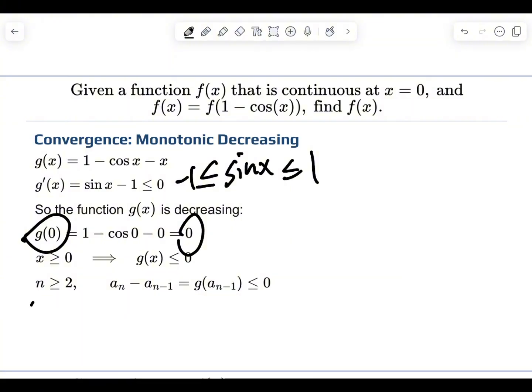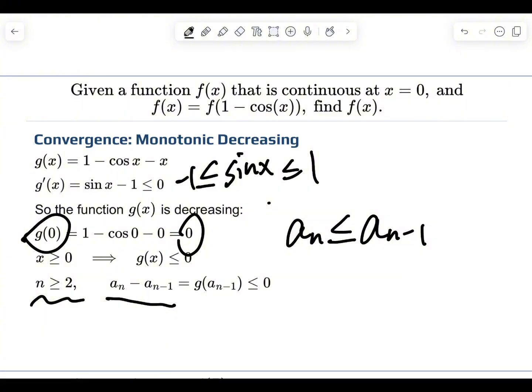So for n greater than or equal to 2, because when n is equal to 1 we cannot make a difference, a sub n minus a sub n minus 1, which is the difference, is g of a sub n minus 1, and is less than or equal to 0. Therefore, we can say that a sub n is less than or equal to a sub n minus 1. That's the definition of monotonic decreasing.